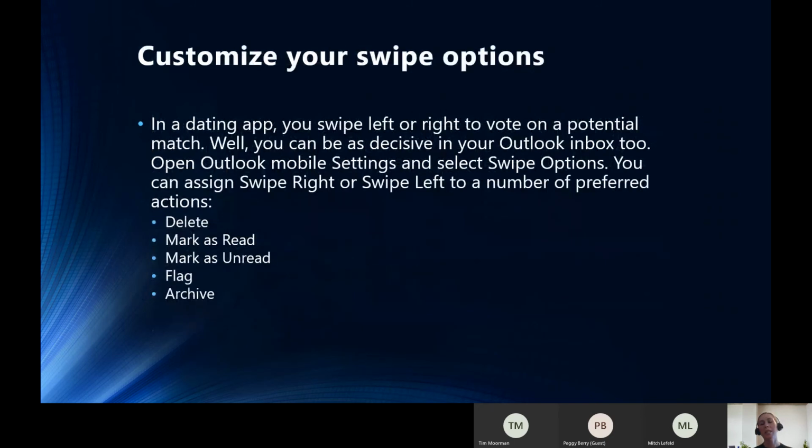You can also customize your swipe options. Depending however you want it set up, if you just go to your Outlook mobile settings and then select swipe options, you can tell it, if I swipe right, I want this option to appear. If I swipe left, I want this option to appear. And you can do that with delete, mark as read, mark as unread, flag, or archive.